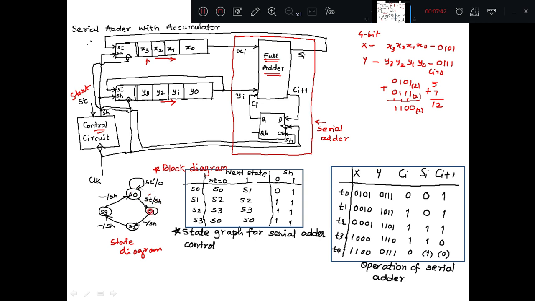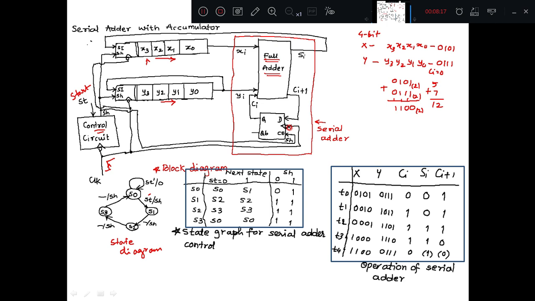The movement from S0 to S1, S1 to S2, S2 to S3 and S3 to S0 occurs with respect to the clock, on the rising edge of the clock. So when the rising edge of the clock occurs, you are checking the ST signal. If it is 1, in that case you are making the shift signal 1 and you are reaching the S1 state. In the S1 state, again when the rising edge of the clock comes, again you are performing shift.